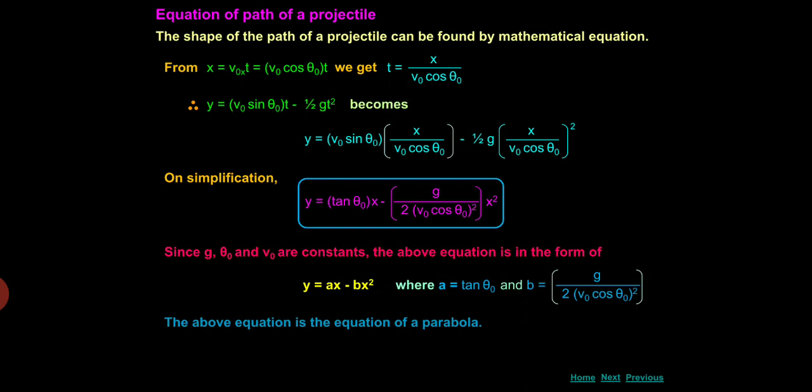What is the equation of a parabola? If the y component is directly proportional to x square, then this equation is known as the parabola equation. And here we see that y is equal to ax minus bx square is given. That means y depends on x square also. So we say this equation, or the path of the projectile, is a parabolic path. So whenever it is asked in your examination what the path of the projectile motion is, the answer is parabola. Why is it a parabola? Because it follows the equation of a parabola.